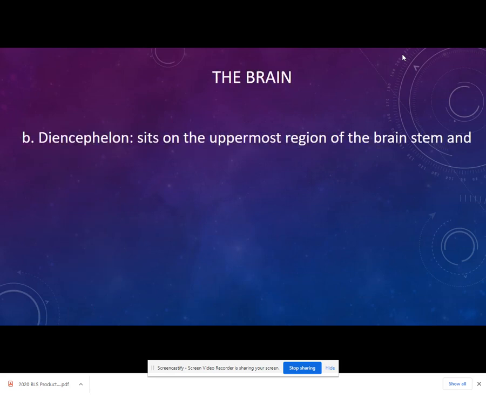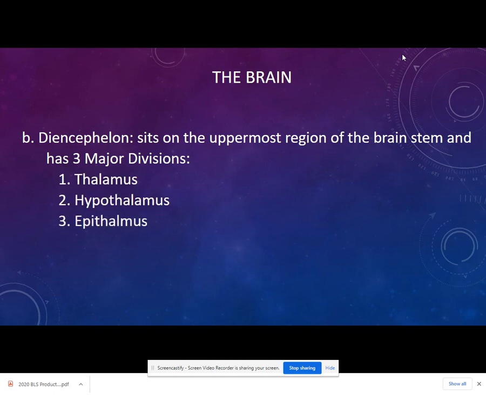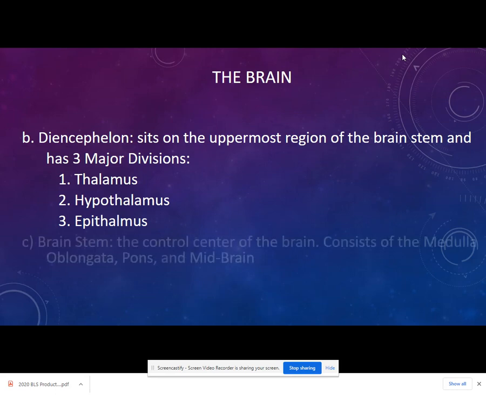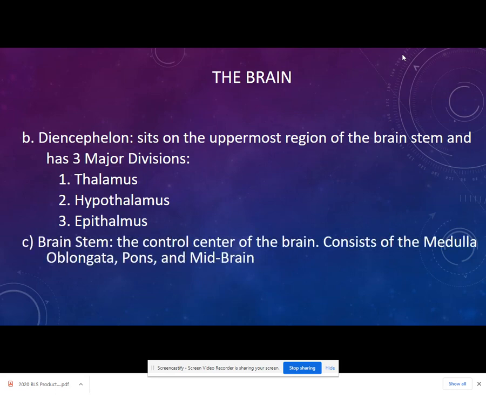We have the diencephalon, which is the uppermost region of the brainstem. So this is where the brain turns from brain to brainstem. And it has 3 major divisions: the thalamus, the hypothalamus, and the epithalamus. Then it goes into more the brain stem. So the brain stem is the control center of the brain, and it consists of the medulla oblongata, the pons, and the midbrain. The cerebellum is what is below the brain stem, and it's beneath the occipital lobe. It's that extra brain looking thing.